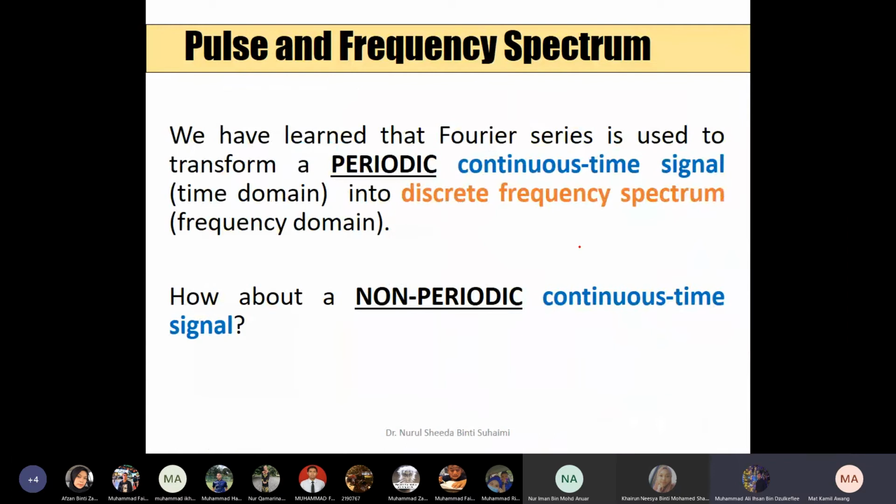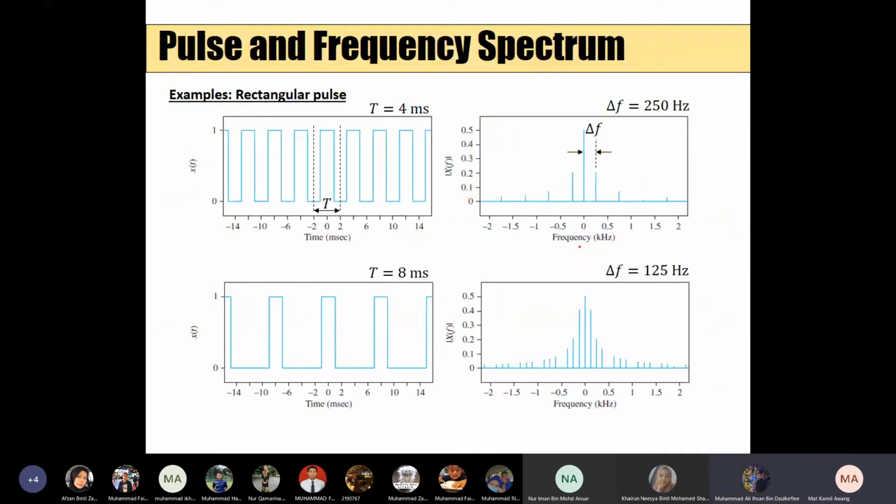So we have learned that Fourier series is used to transform a periodic continuous time signal in time domain into a discrete frequency spectrum. How about non-periodic continuous signals? Just now we looked at periodic signals. What about if the signal is non-periodic in time domain? What happens? This is a periodic signal. This is T equal to 4 millisecond. So therefore, the frequency is 200 because 1 over T. This is T equal to 8 millisecond, because the period is bigger.